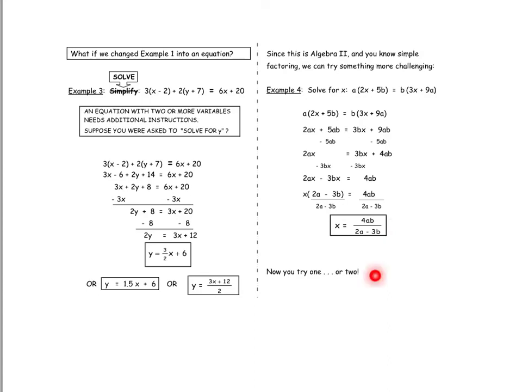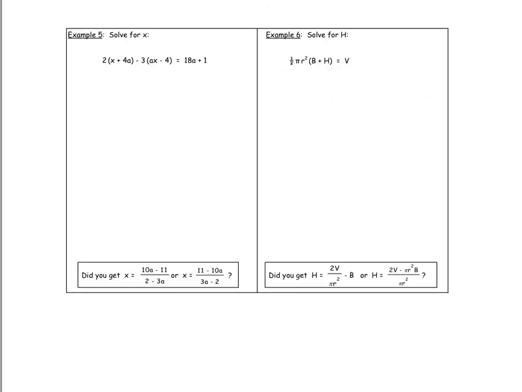Now you're going to try one. All right, so you're going to try two. There's not really too much to say about example 5 and example 6. You're looking at them yourself. I just had to pick, because there were multiple variables, which one I wanted to solve for. In number 5 I chose x, and in number 6 I chose h.